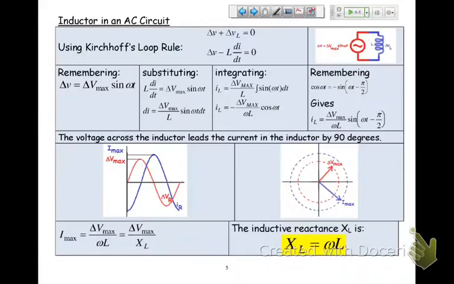Then I do the same thing for an inductor. The mathematics is shown here, and you can work your way through it. What I want you to get comfortable with is how the voltage pattern relates to the current pattern. What we see is if this is sine omega t, this is sine omega t minus pi over 2. So that means there's a phase difference between my current through my device and my voltage across the device.